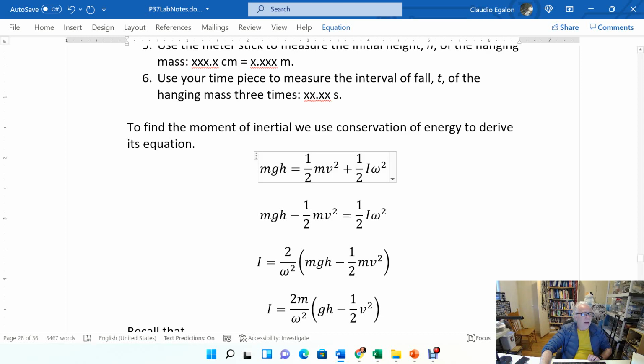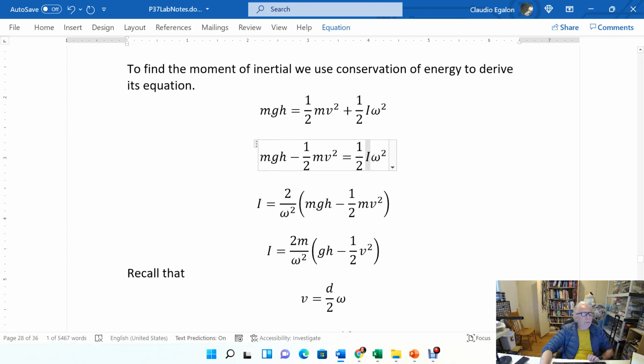We start with the potential energy of the hanging mass. That's the initial potential energy. The hanging mass is initially at rest. The rotating shaft is initially at rest as well. And this potential energy must be equal to the kinetic energy of the hanging mass just before it strikes the floor, plus the rotational kinetic energy of the shaft with the masses and the wing nuts. So what we do next, we calculate the moment of inertia from this equation.